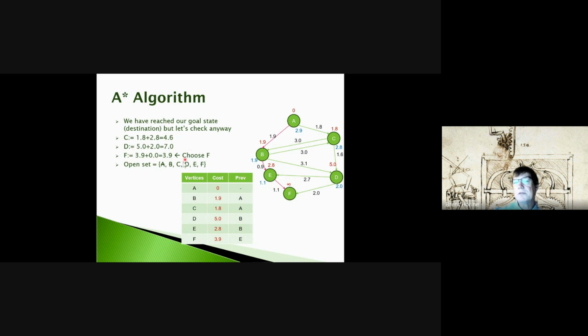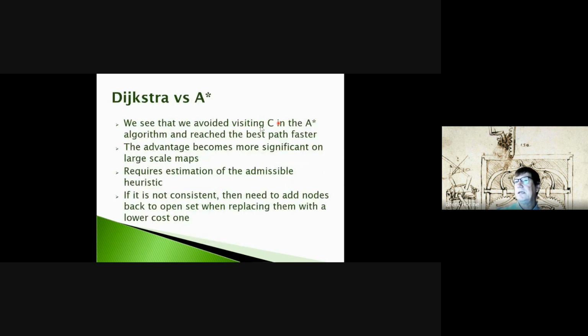So now note that we avoided visiting C in the A star algorithm and therefore reached the best path one step faster, right? So in the Dijkstra approach, we kind of wasted time calculating that C, and visiting C and calculating all those things, right? So it's a little bit of a trivial toy example that I came up with, but the advantage can be more significant, particularly on large-scale maps. Now, what do we need?